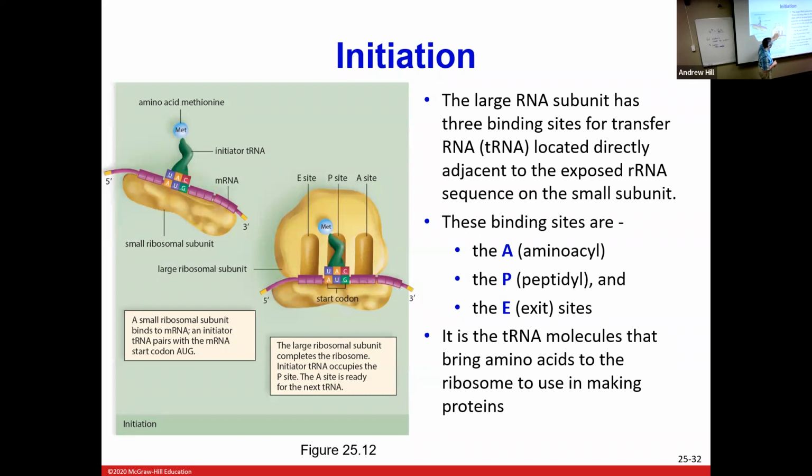So you can see the three binding sites located directly adjacent to the exposed messenger RNA. It's the transfer RNA molecules that bring amino acids to the ribosome to use for making proteins. Here it says the large ribosomal subunit completes the ribosome. Initiator tRNA occupies the P site. So initially we have something in the P site, and the A site is now ready to be occupied by a new transfer RNA.